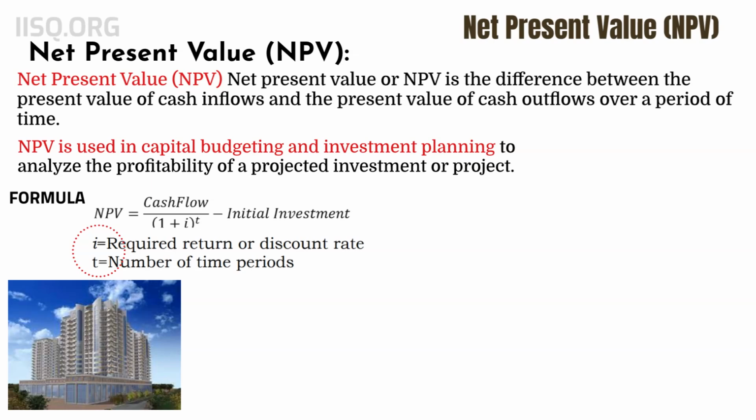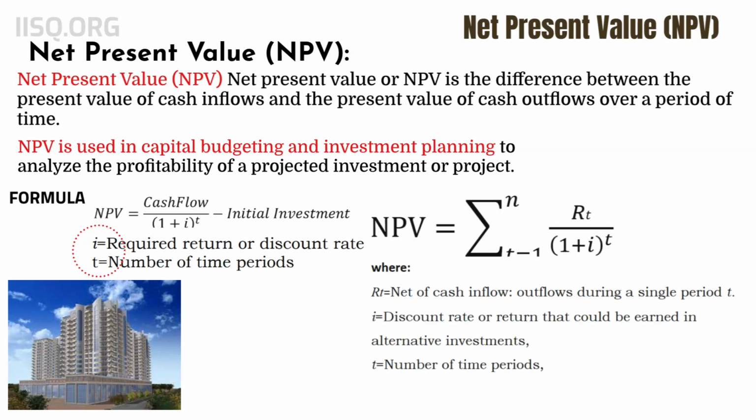If you are analyzing a longer-term project with multiple cash flows, then the formula for the NPV of a project is as shown here. RT equals net of cash inflow and cash outflows during a single period T. I equals discount rate, or return that could be earned in alternative investments. T equals number of time periods.